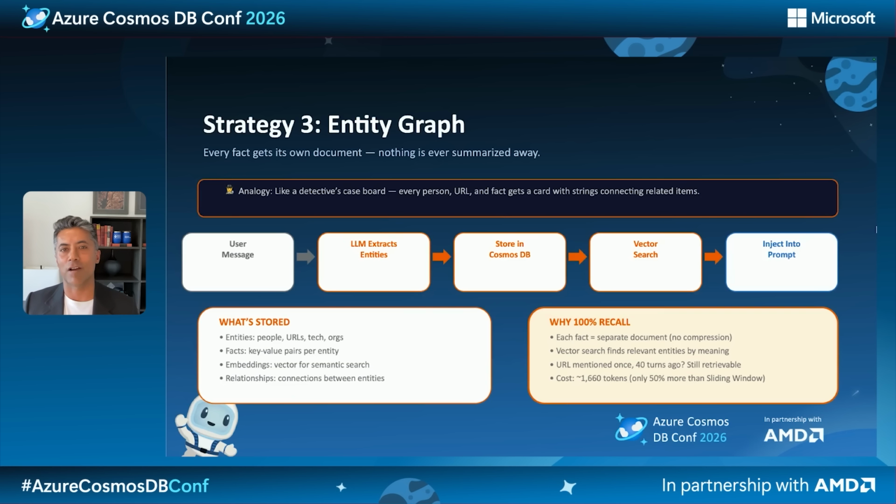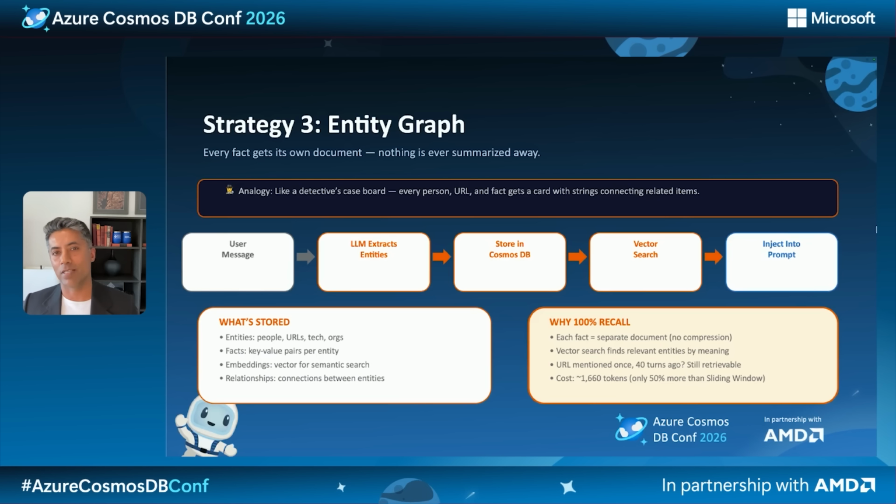Finally, we got entity graph. And I love this analogy. It's like a detective's case board where you have all these different facts, and then you got linkages between them, right as every single card with connections between them. And that's entity graph. So what does it store? It stores all the entities, anything real world, a name, organization, anything real world. Any entity that is real world gets stored. Facts, these are key value pairs for that particular entity, and you can have any amount of these.